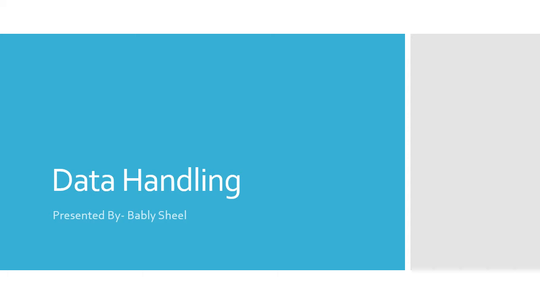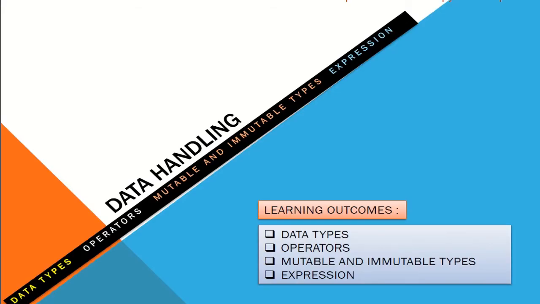Let's see. So in this topic we'll learn about data types, operators, mutable and immutable types, and next one is your expressions. In our previous topic, in features of Python, we have learned about various types of literals like tokens, whatever is there. In this part we will learn about data type, operator, mutable and immutable type, and expressions.